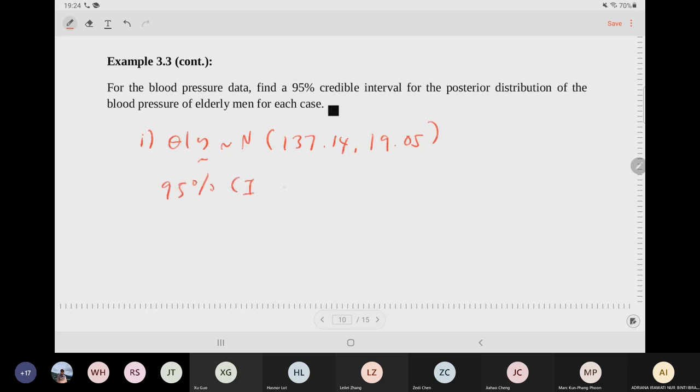credible interval, it will be the same as the way that you do it for the frequentist approach. You have the mean, plus minus, for 95%, this is your standard alpha, which is z alpha over 2, so 0.025, times the square root of your variance. And this is your 1.96. Okay, right? And then you can get your interval, which is this.